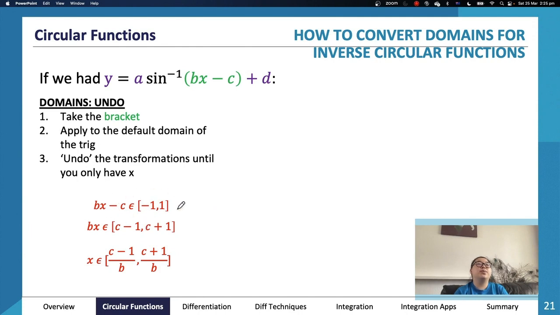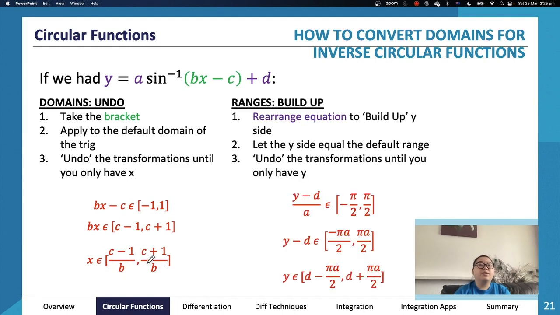So we put the c across and then divide by b, which gives us c minus 1 over b to c plus 1 over b. Alright, so then for the ranges, what we do is build up. So we have the base range, right? And we say that y minus d over a is equivalent to the base range. And then we can build it up from there.